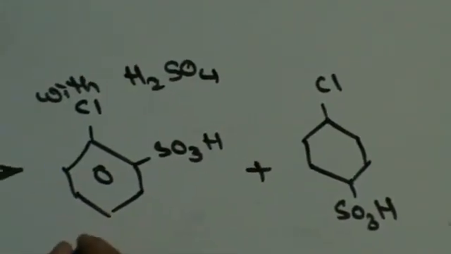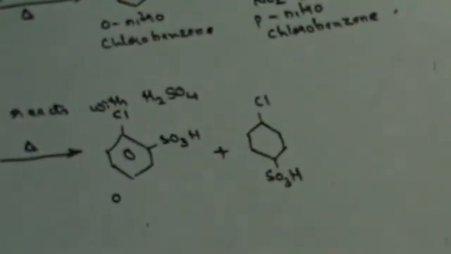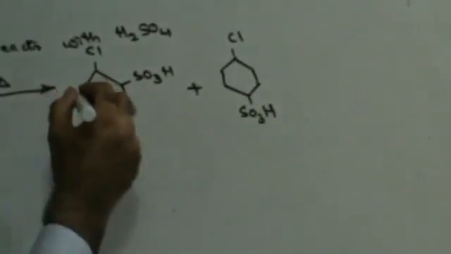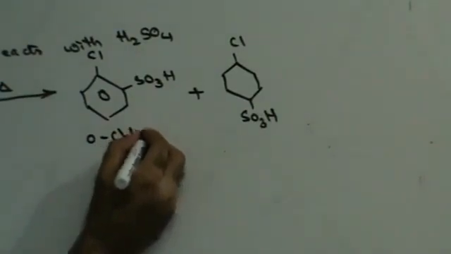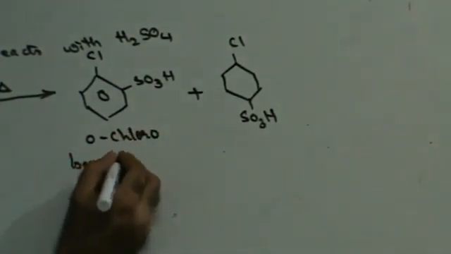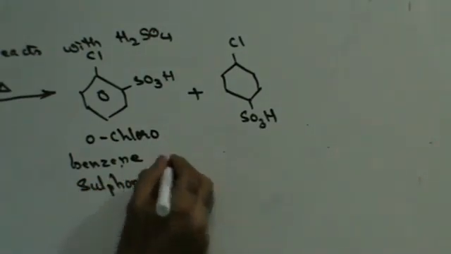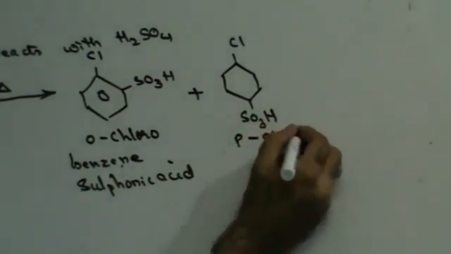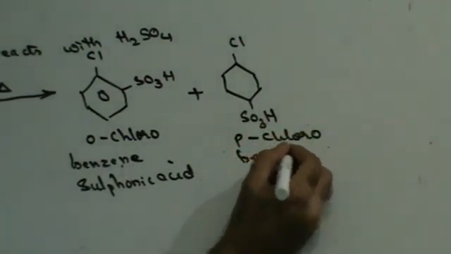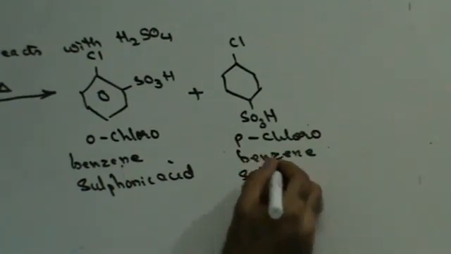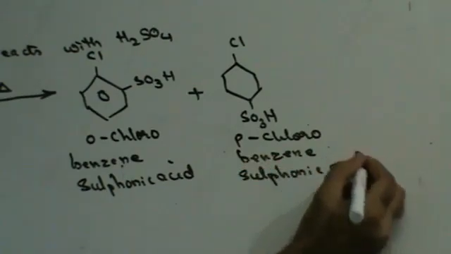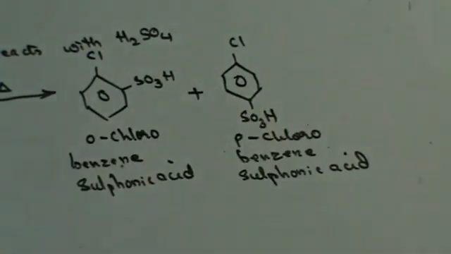This is going to be your ortho chlorobenzene sulfonic acid, and this is going to be para chlorobenzene sulfonic acid. Next, let us see Friedel-Crafts reaction.